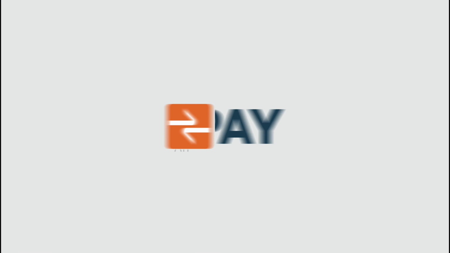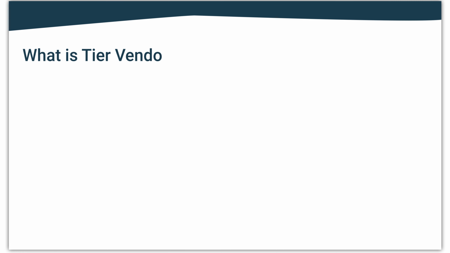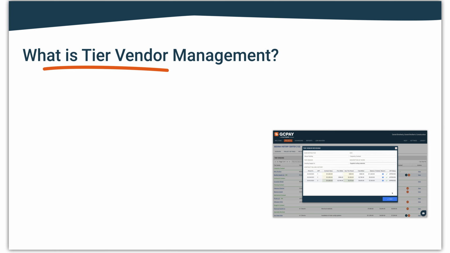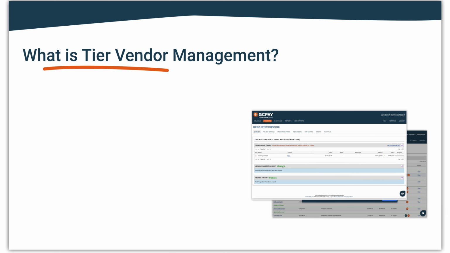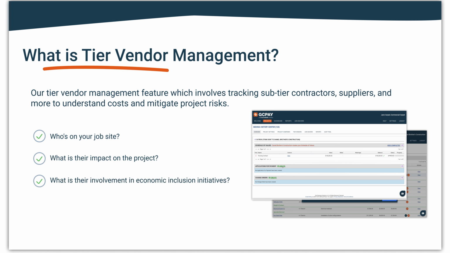At GCPay, we understand that general contractors and owners need to manage more than just subcontractors on their projects. That's why we created our tier vendor management feature, which involves tracking sub-tier contractors, suppliers, and more to understand costs and mitigate project risks. We aim to answer questions like who's on your job site, their impact on the project, and their involvement in economic inclusion initiatives.